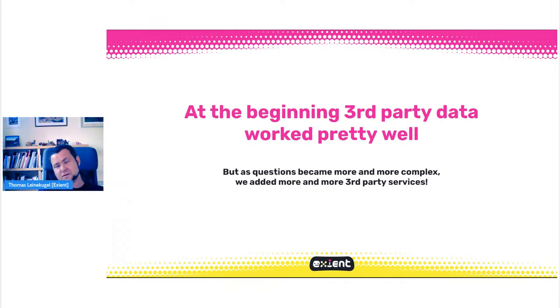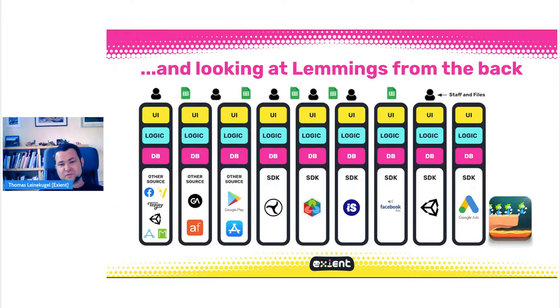But with time, we had more and more complex questions, and we added more and more third-party services in Lemmings. When you look at the game from the back, it looked a bit like that: a bunch of SDKs included in the game, and each service has its own storage, its own logic on top of that, and then gives you its own dashboards. That's true for all the services, whether internal with SDKs or external data that we would consult. And after that, you have people in-house looking at different dashboards, extracting this data, putting it into spreadsheets, and sending it over email. And as mentioned, at the beginning that was fine.